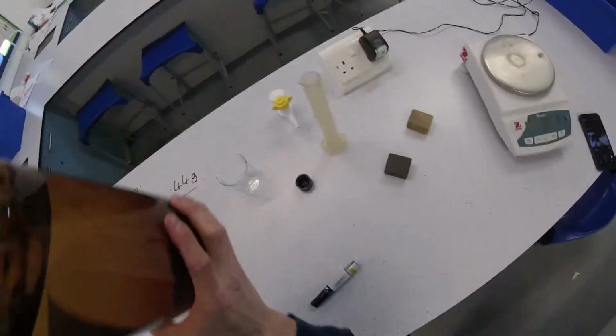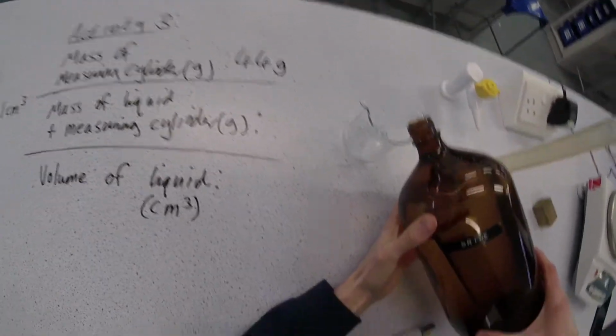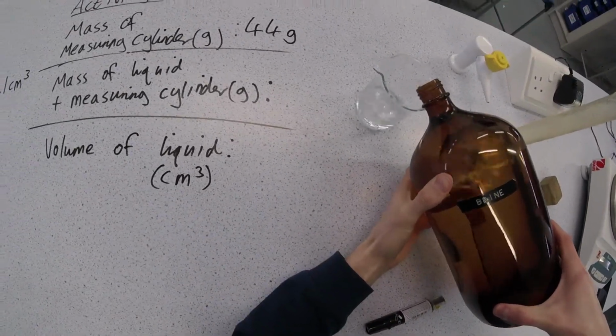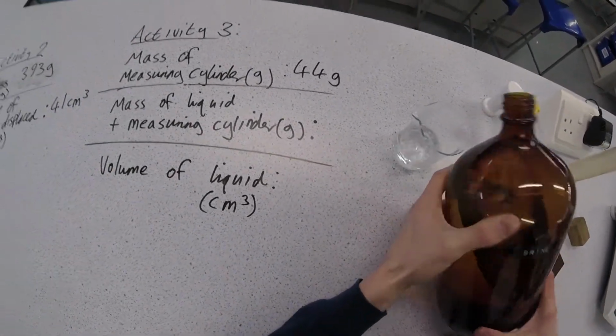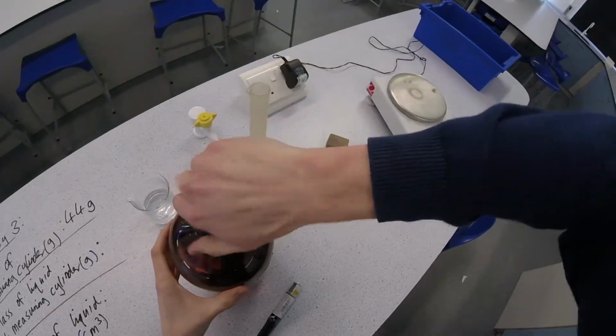So I've measured the mass of the measuring cylinder, and eventually I'm going to put some brine into that measuring cylinder. I just need to know the mass of the measuring cylinder so I can subtract it from the mass of the brine and the measuring cylinder. You'll see what I mean when I do this.